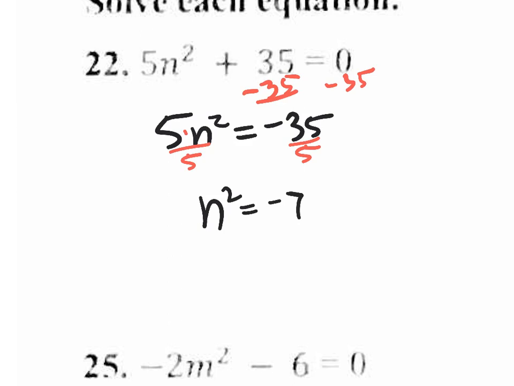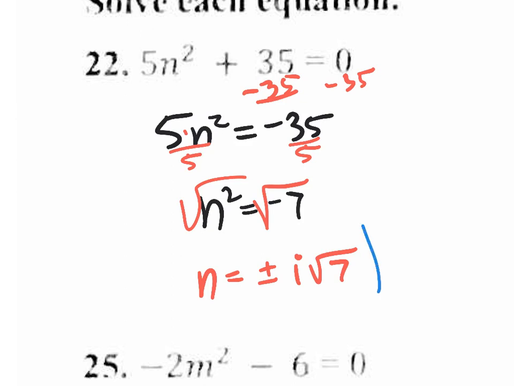How could I get rid of that square? Square root. Now, here's the interesting part. n equals plus or minus. If you don't put that, you don't get full credit. What happens with that negative inside? It becomes an i on the outside of the root. And what about that square root of 7? There's nothing to do with the square root of 7. You can't break it down to get a perfect square number with multiplication. So that's it. That's your answer.